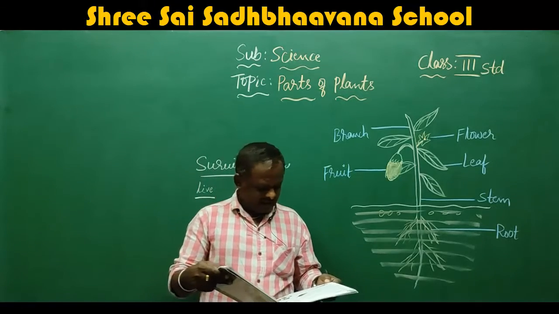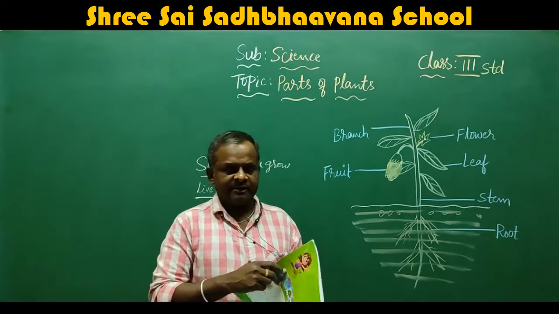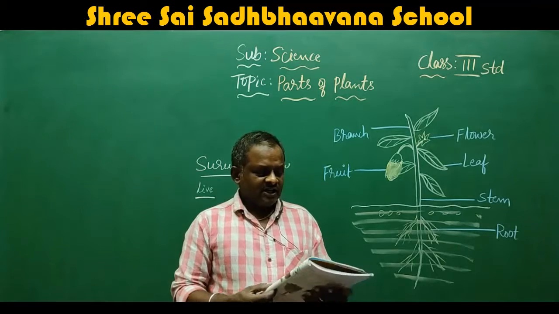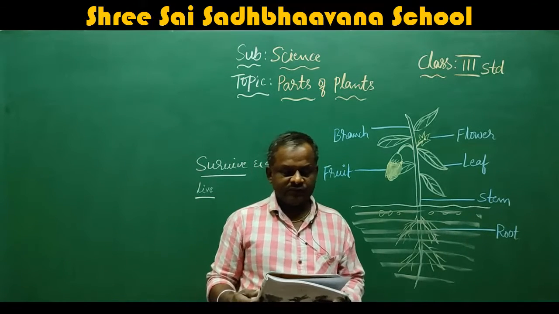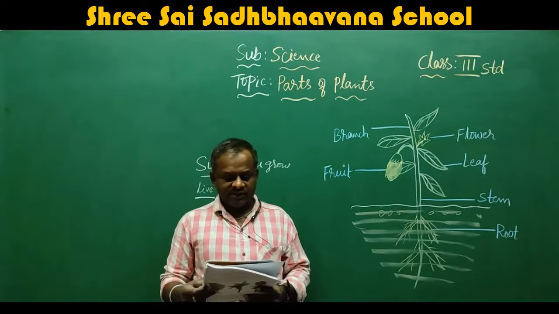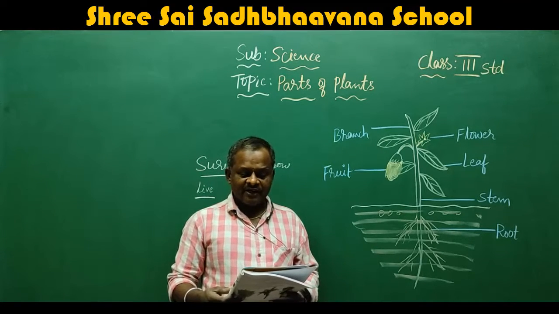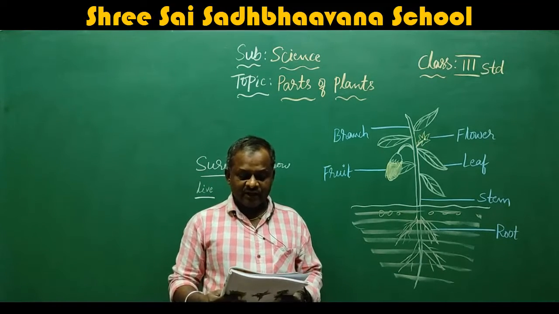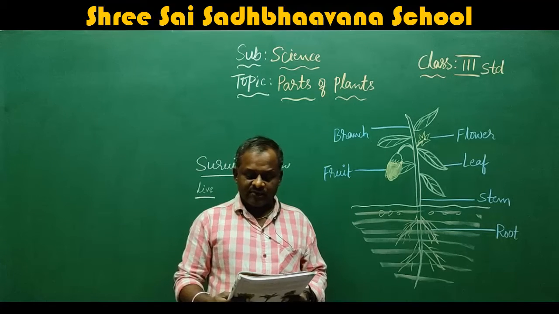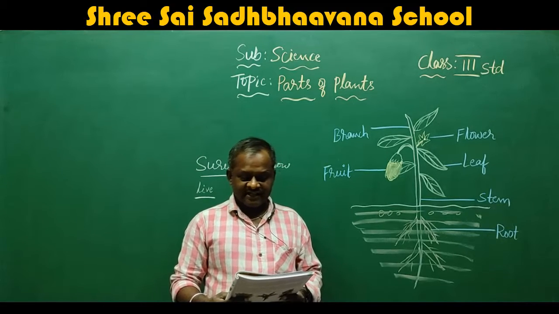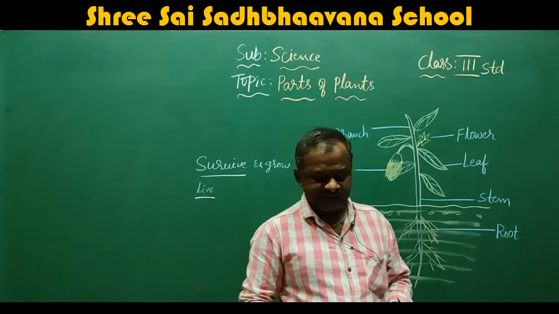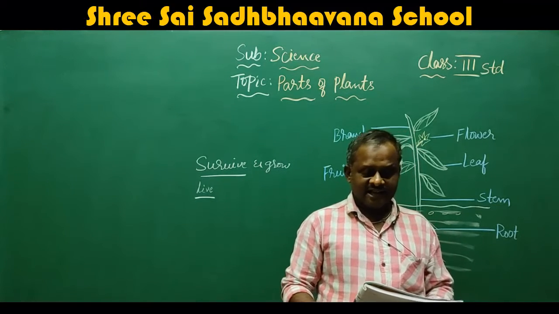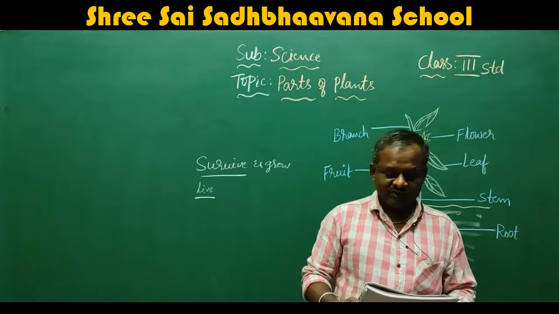Turn to page number 22. Open page number 22. Next, I will read about shoot and root. Shoot. The shoot is the part of a plant which grows above the ground. It grows upwards towards the sunlight. The shoot has stem, branches, leaves, buds, flowers, and fruits.